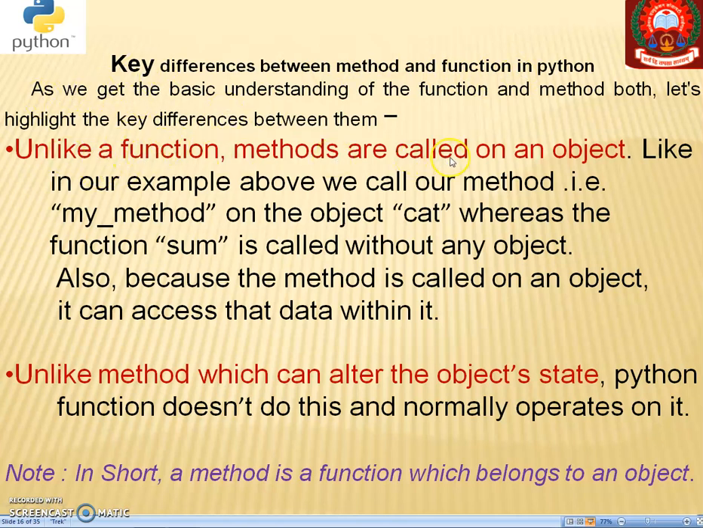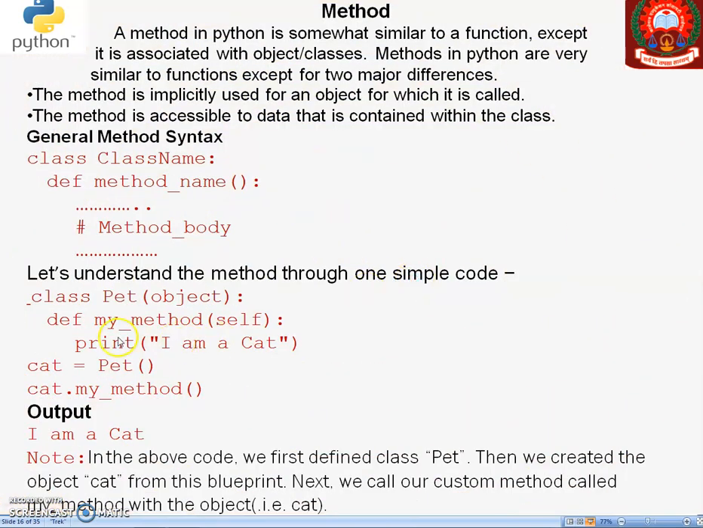Unlike a function, methods are called on an object. Like in our example, we call our method, that is my method, of object cat, whereas the function sum is called without any object. Also, because the method is called on an object, it can access the data within it. So what we have done here, this is the method and this is the data, and here cat is the object that we have declared with a class equal to my pet.